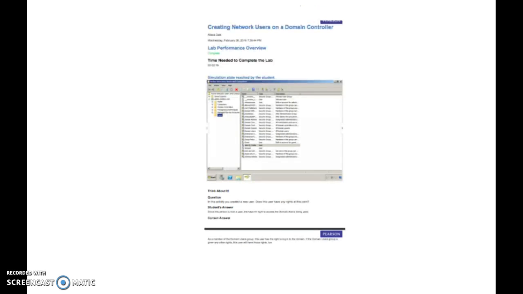Creating network users on a domain controller. Since I do not have to deal with adding users onto the network, this was interesting for me, especially having a glimpse of what might be a possibility if I were to go further in the field, having to add someone new to the domain and then knowing that once they're added, the rights that they have to the access that's in the domain, I think is really important.